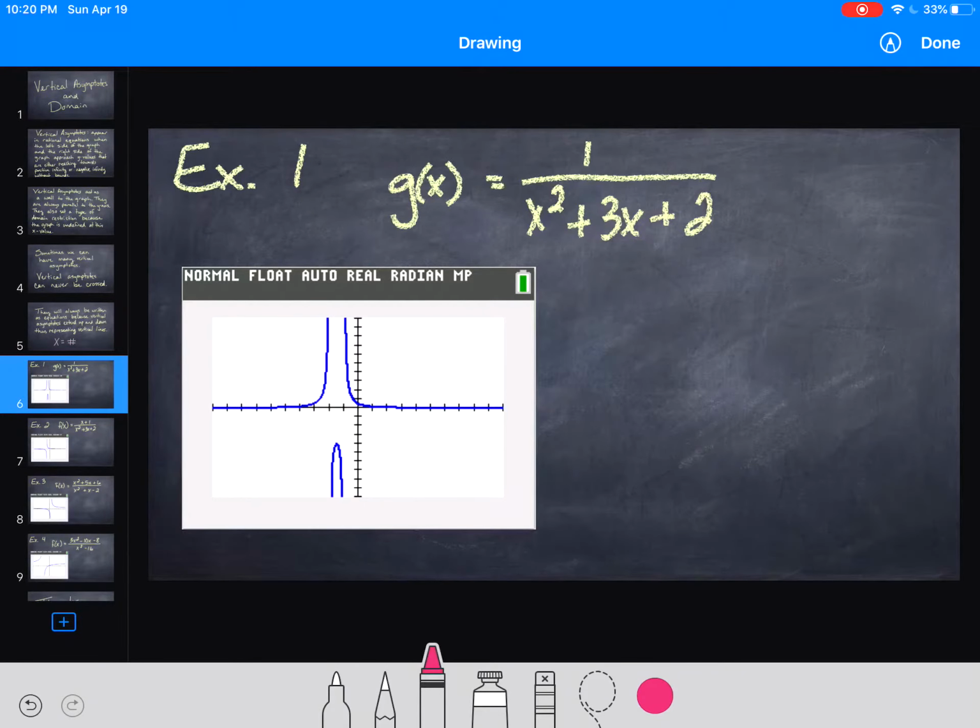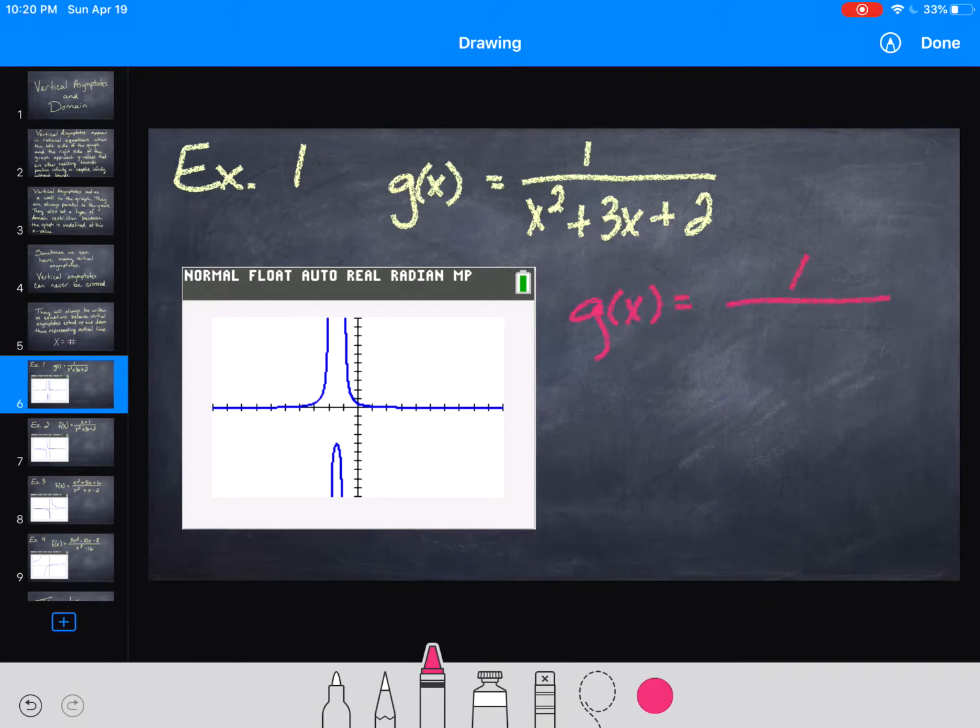We're going to go ahead and start with example 1, where we have g of x is equal to 1 divided by x squared plus 3x plus 2. We need to find out where our vertical asymptotes are. The mathematical procedure to figure out where our vertical asymptotes are is to factor our numerator and to factor our denominator to simplify our rational expression.